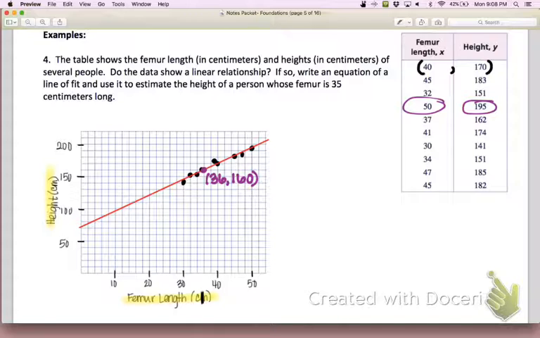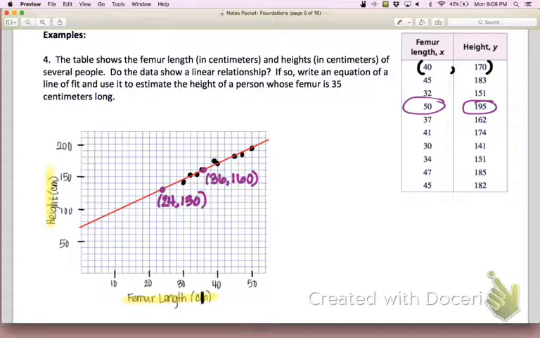So I'm going to choose that point, and then it looks like there's another good one at about 20. That one maybe isn't great. Let's see. Do I have one that's better? I think right here looks pretty good. Let's see. That's 24, 130. So those are the two that I'm going to use to figure out my slope.